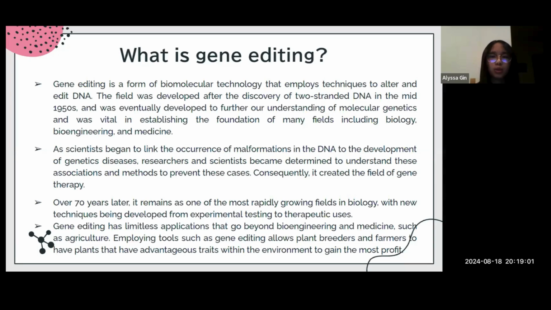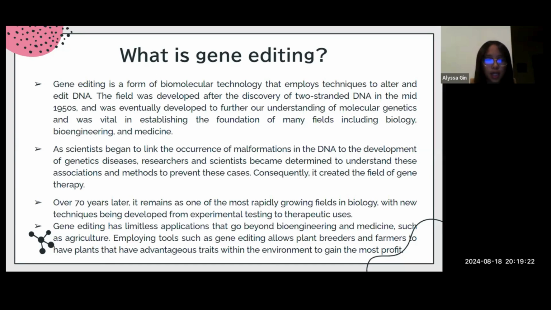As scientists began to link the occurrence of malformations in the DNA to the development of genetic diseases, researchers and scientists became more determined to understand these associations and patterns to prevent these types of cases. Consequently, it created the field of gene therapy. And over 70 years later, it remains one of the most rapidly growing fields in biology, with new techniques being developed from experimental testing to therapeutic uses.